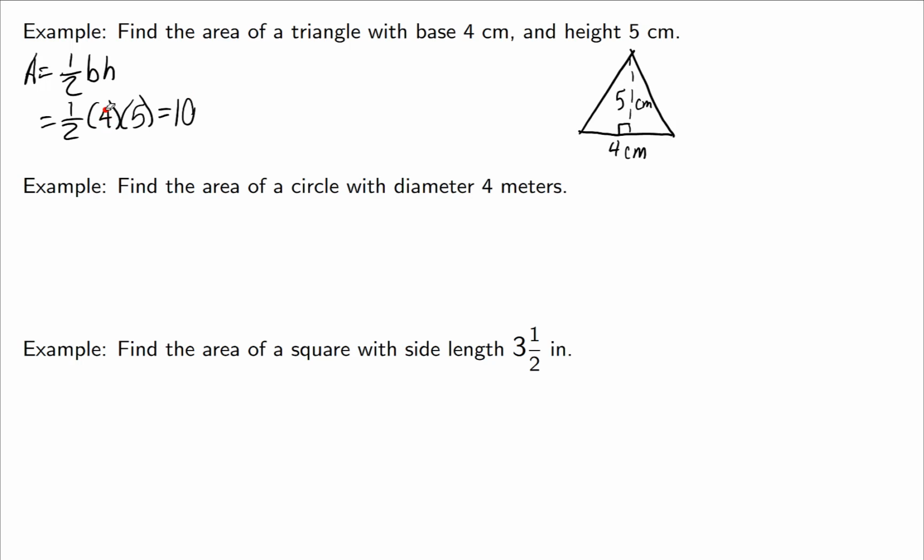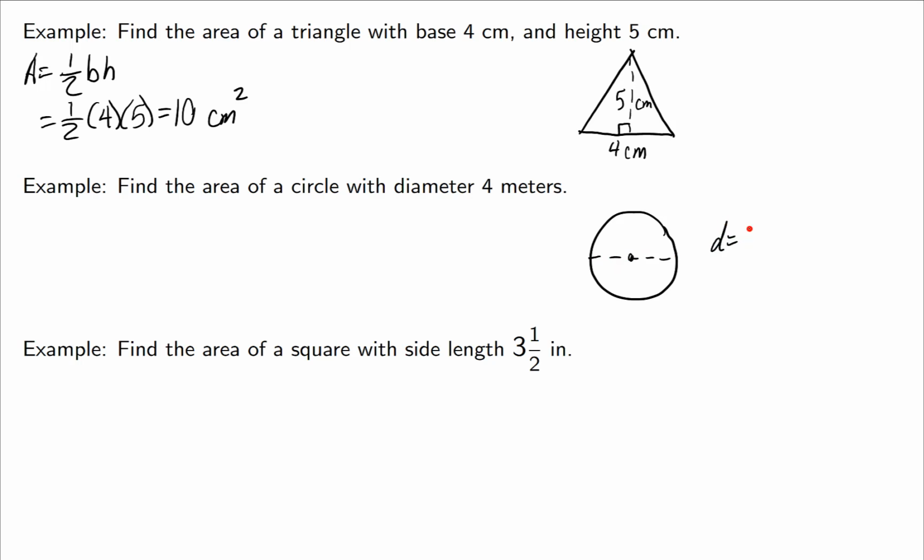Now make sure that you put the right units on this. Officially, we multiplied centimeters and centimeters, so we get centimeters squared. And generally speaking, when you calculate area in this manner, you'll always end up with a square unit. Find the area of a circle with diameter 4 meters. Remember from the last lesson, when a circle has a diameter given, that's the distance across the whole circle.